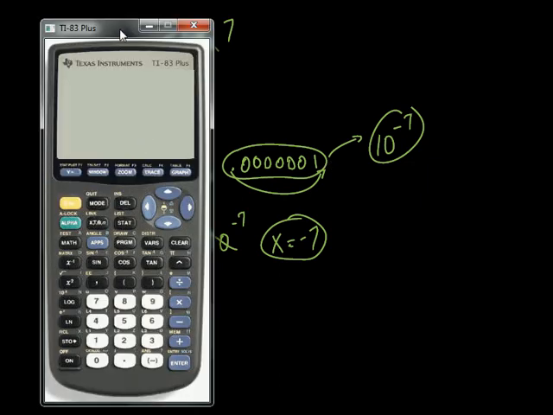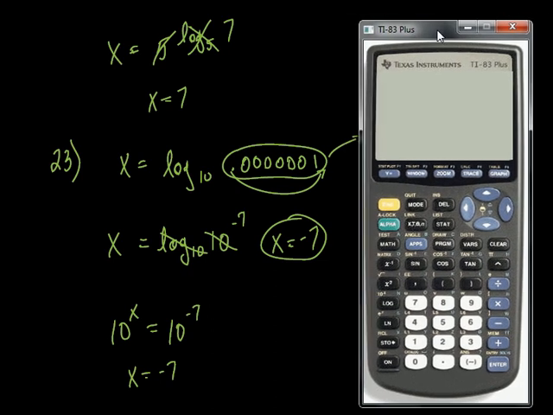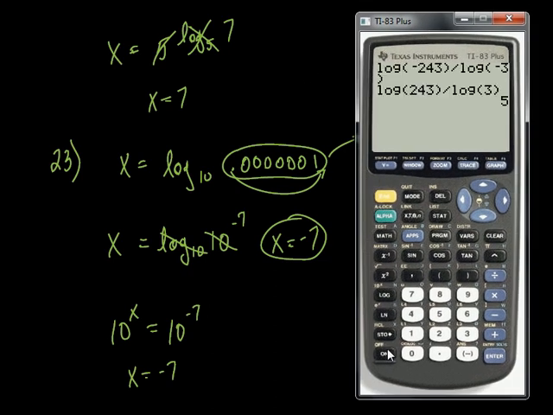Let's do it in the calculator and let's see what we get. So what are we going to put in the calculator? We're going to put log of that big old number. So I'll hit log of 0.1, 2, 3, 4, 5, 6, and then a 1. All right, and then divide that by what? Log of what? 10. All right, let's see what we get. Boom, negative 7, just like that.